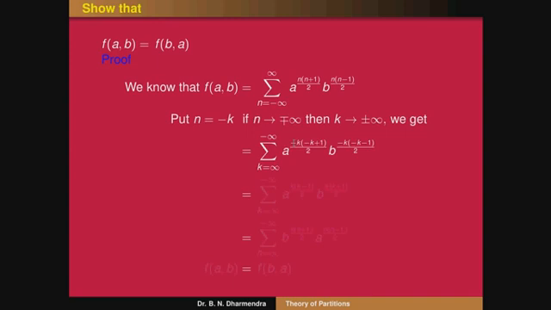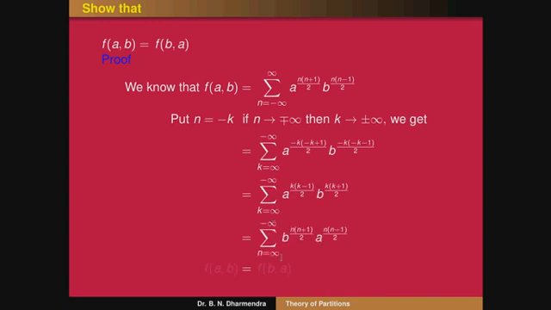We can multiply the minus sign inside the terms. Here also the minus sign goes inside, so both become positive, while here one is positive and one is negative. It can be rewritten as k running from plus infinity to minus infinity of a to the power of k(k-1)/2 into b to the power of k(k+1)/2. Without loss of generality, we can choose k to be n, and also we can interchange the values of a and b.